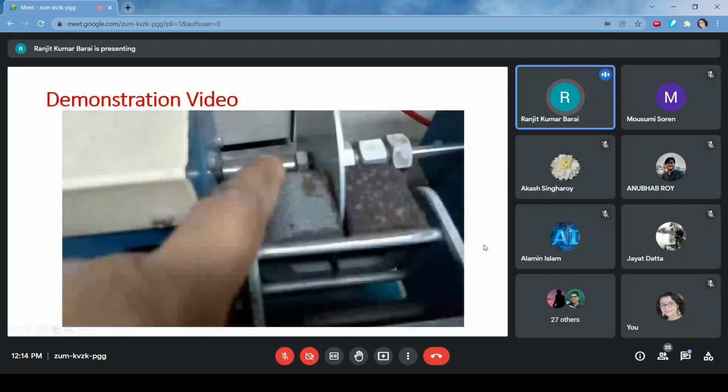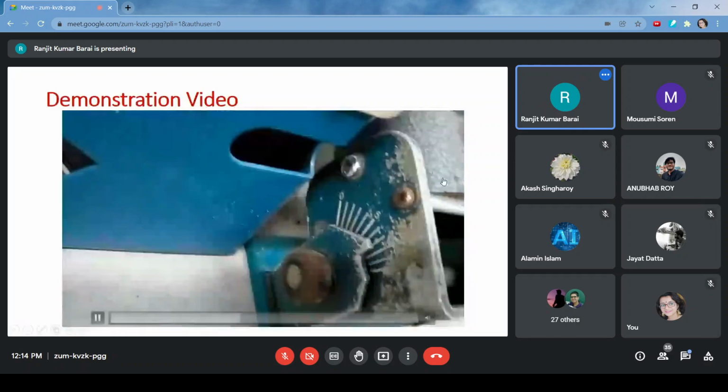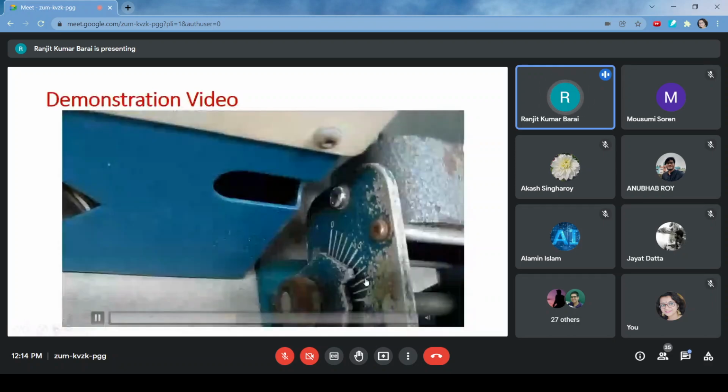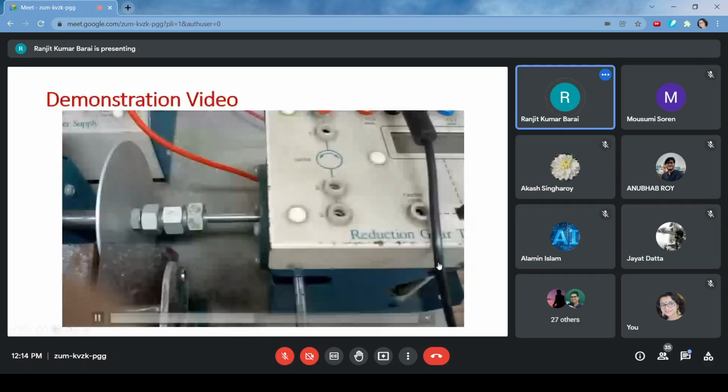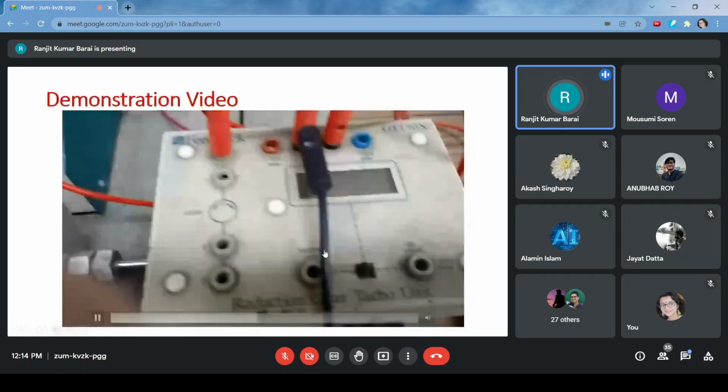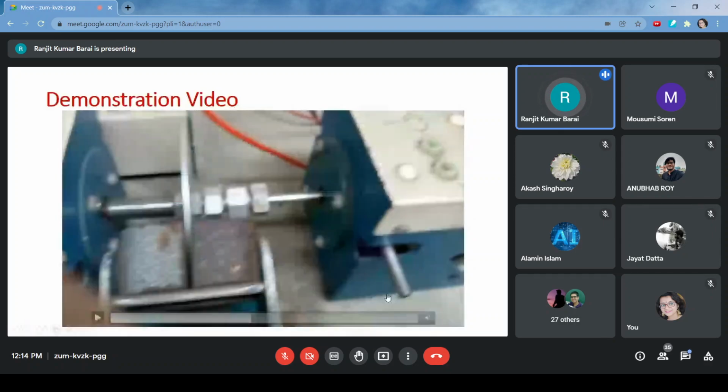So I'm moving this. Let me show you. Yes, this is movable. The brake is movable. So these are the positions, brake positions. See, this protruded shaft is actually required for position control. This shaft is coupled to the output potentiometer when we perform the position control experiment.